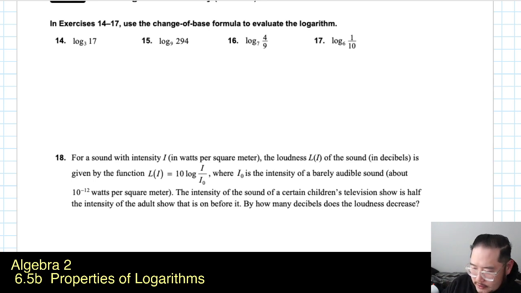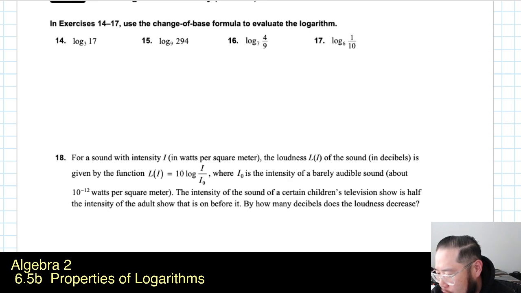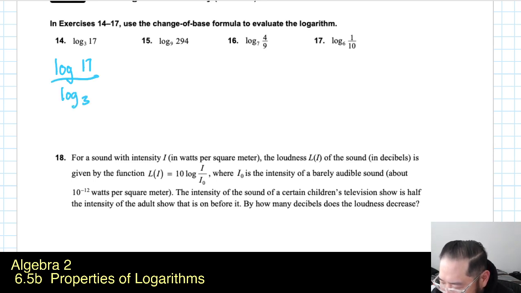Okay, so number 14, pretty straightforward. We'll go ahead and rewrite this, and so we have log 17 over log 3. Okay, just like that. Remember, the 17 happens to be the a, and then the 3 happens to be the c. And so if you put everything together in the rule that was shown for the change of base formula, that's how I put the numbers in those spots, or why I put them in those spots.